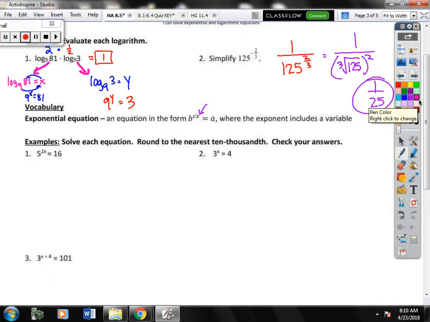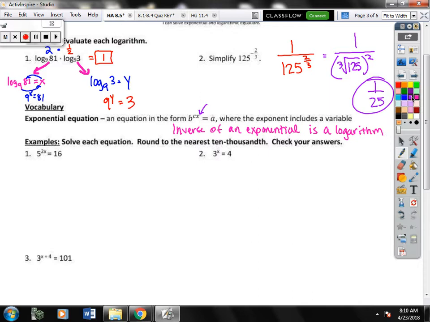Now normally, if we solve something to the 3rd power, we would do the cube root of it. Or if we solve in the 4th power, we do the 4th root. We do the inverse. Okay, the inverse, if you remember, of an exponential is a logarithm. So just like adding and subtracting are inverse operations, or squaring and square rooting are inverse operations, an exponential and a logarithmic are inverse operations.